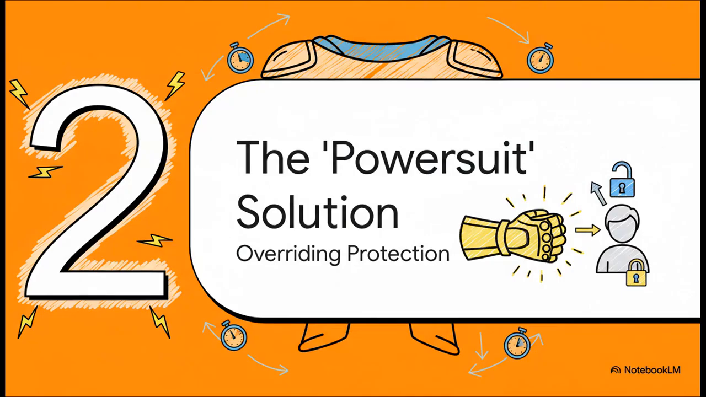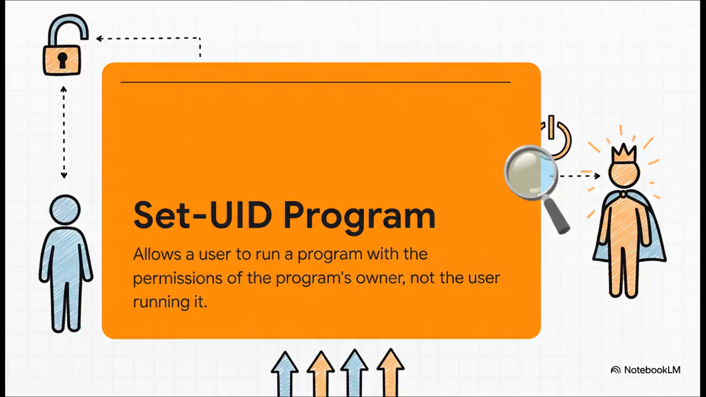Well, the solution is this incredibly elegant concept called a SetUID program. Instead of just giving you all this dangerous power permanently, the system lets you borrow it, but just for one very specific task. Let's break this down. A SetUID program is a special kind of executable. When you run it, the system basically says, okay, just for the time this program is running, and only for this program, you get to act with the power of the program's owner. You're borrowing their authority, but just for a second.